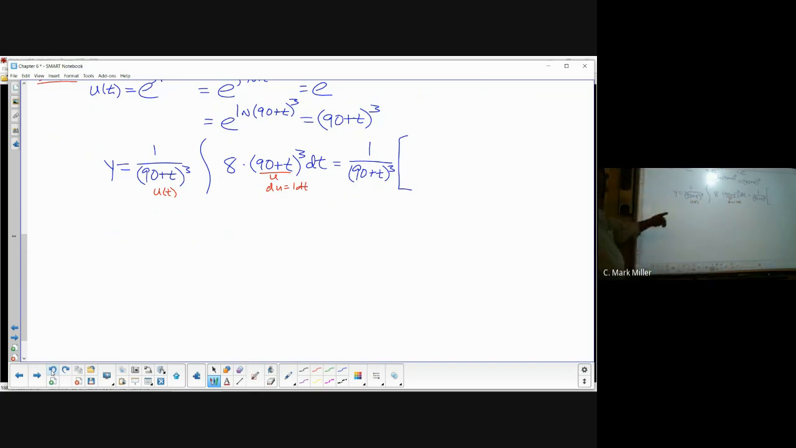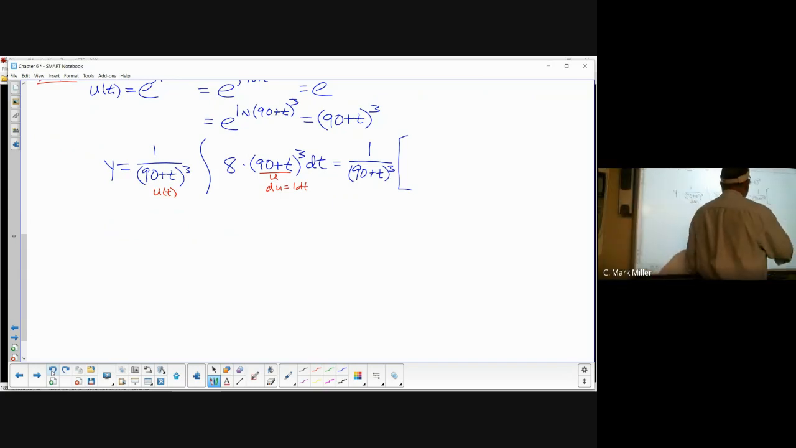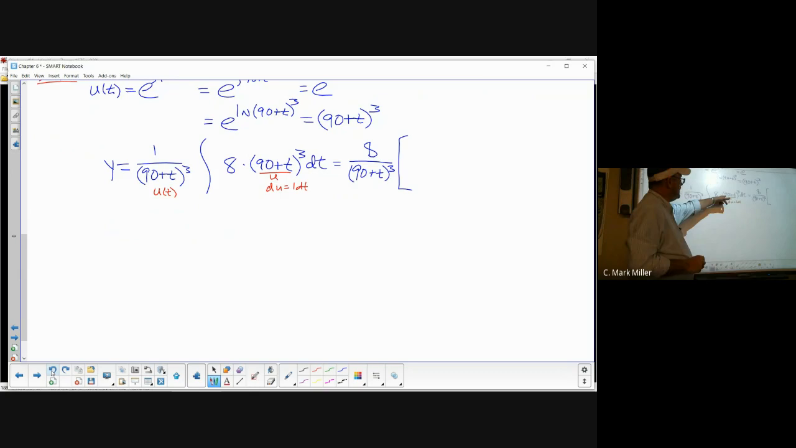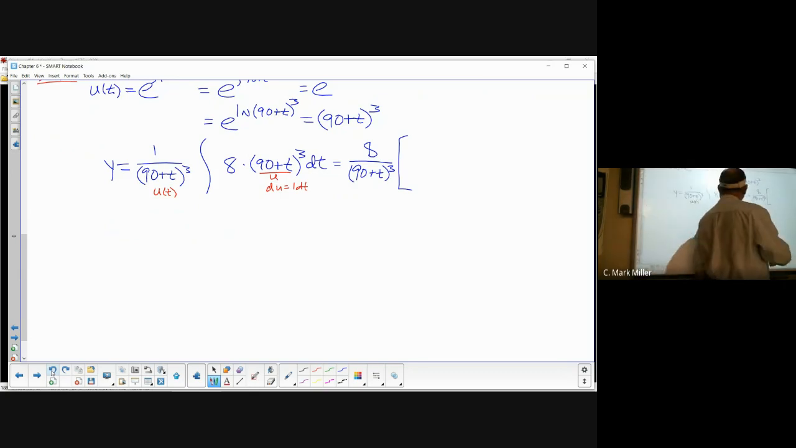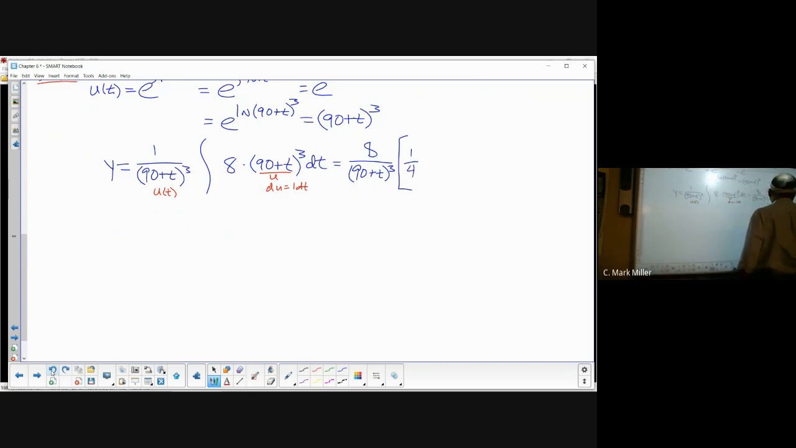So this 8 can come all the way out here. So let's make this an 8 out here. And this is going to be what? This to the 4th power divided by 4 plus C. So it's going to be 1/4 90 plus T to the 4th power plus C.